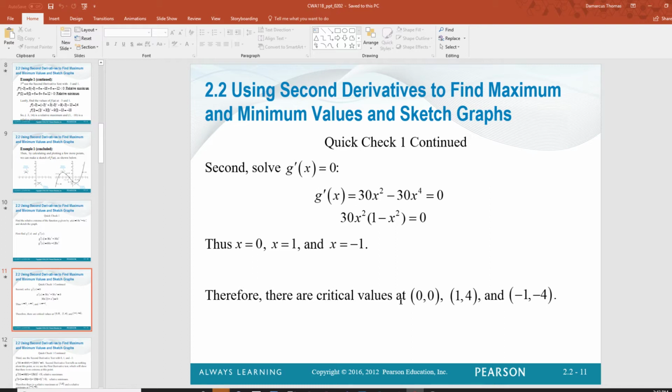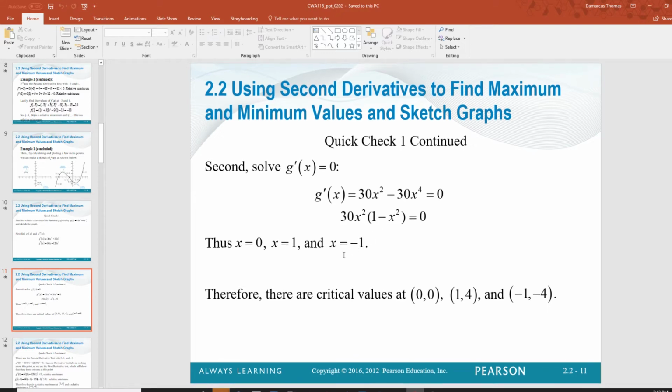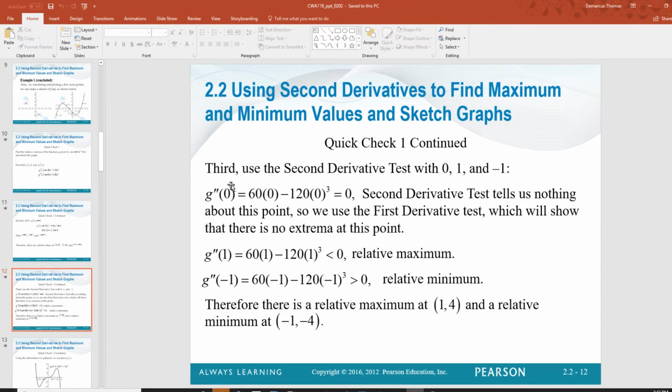The critical values, the actual coordinates of the 3 critical points, are 0, 0, 1, 4, and negative 1, negative 4. The next thing you're going to do is plug these values into our second derivative. And so basically we're going to use the second derivative test, and because our critical values are part of the domain, we are going to plug them into the second derivative and see what happens. Now when we plug 0 into the second derivative, we get that it equals 0. So that's inconclusive. We have to work with the first derivative test.